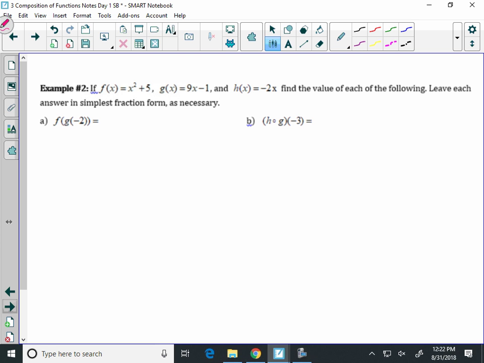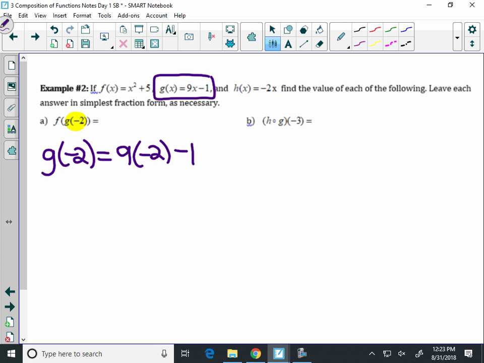Example 2, we have 3 functions, f, g, and h. The first one looks pretty similar to the last problem. I'm going to start with g of negative 2. That's the function on the inside, or the letter on the right. So let's look at g here. G is 9x minus 1. So let's evaluate g of negative 2. That'll give me 9 times negative 2 minus 1. What do you get there? Negative 19. Good. Now, where does that negative 19 go? I started at g. I'm going to move to the function of f. So now you're going to put negative 19 into the function of f.